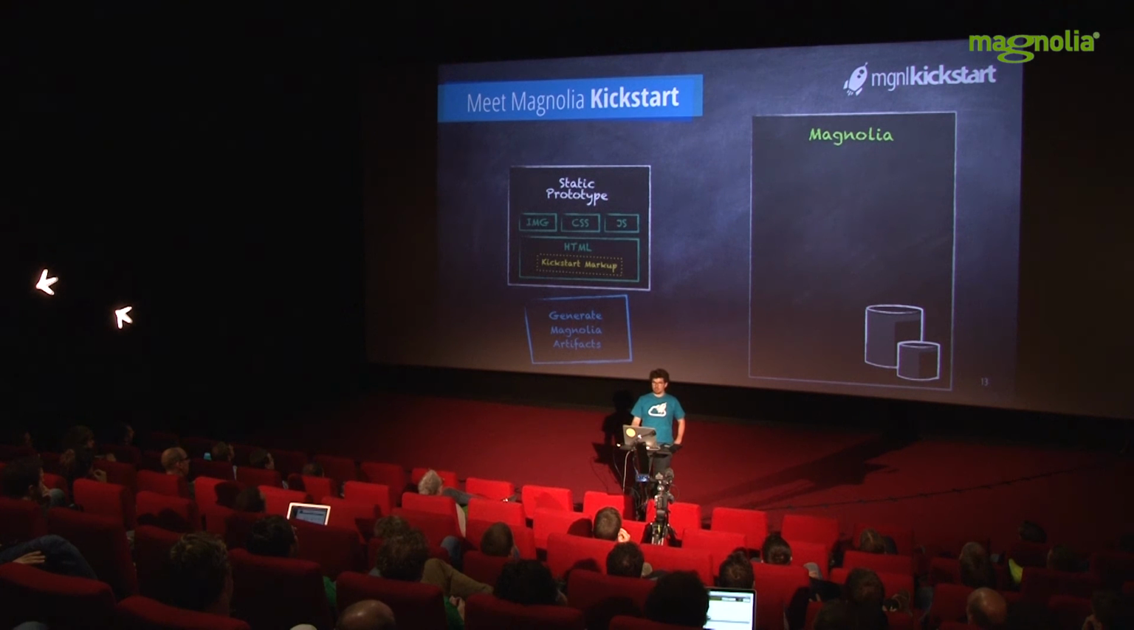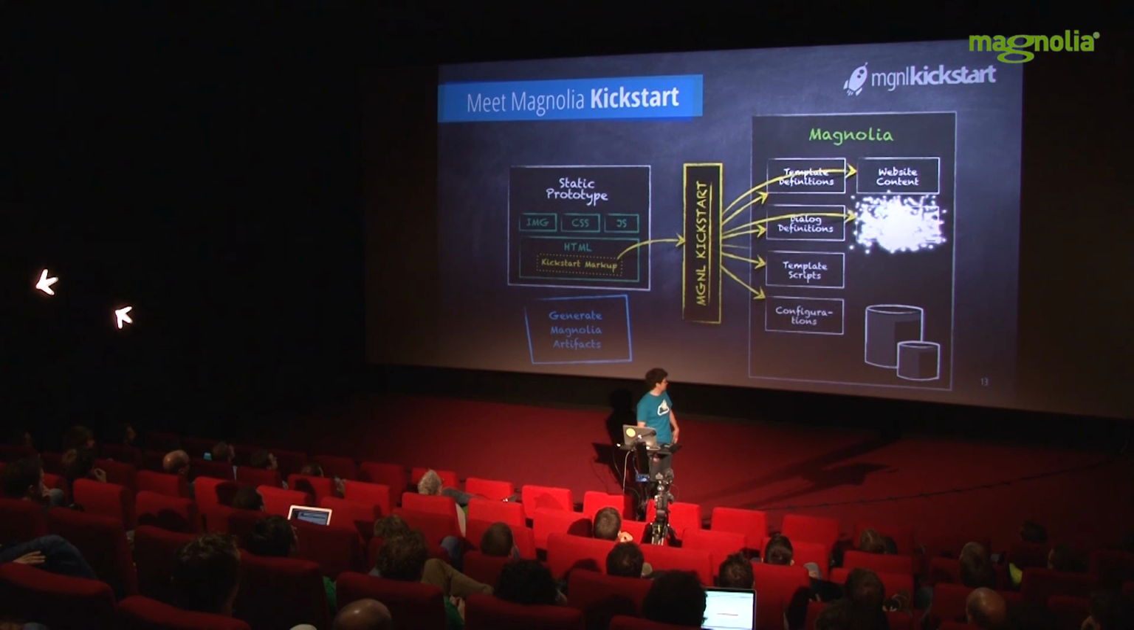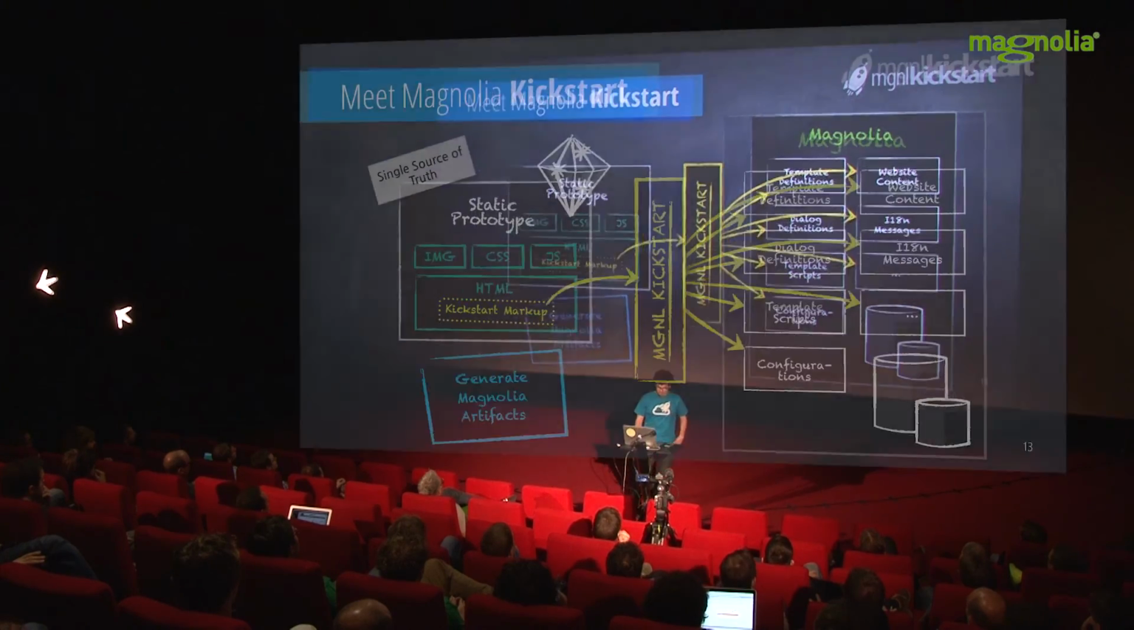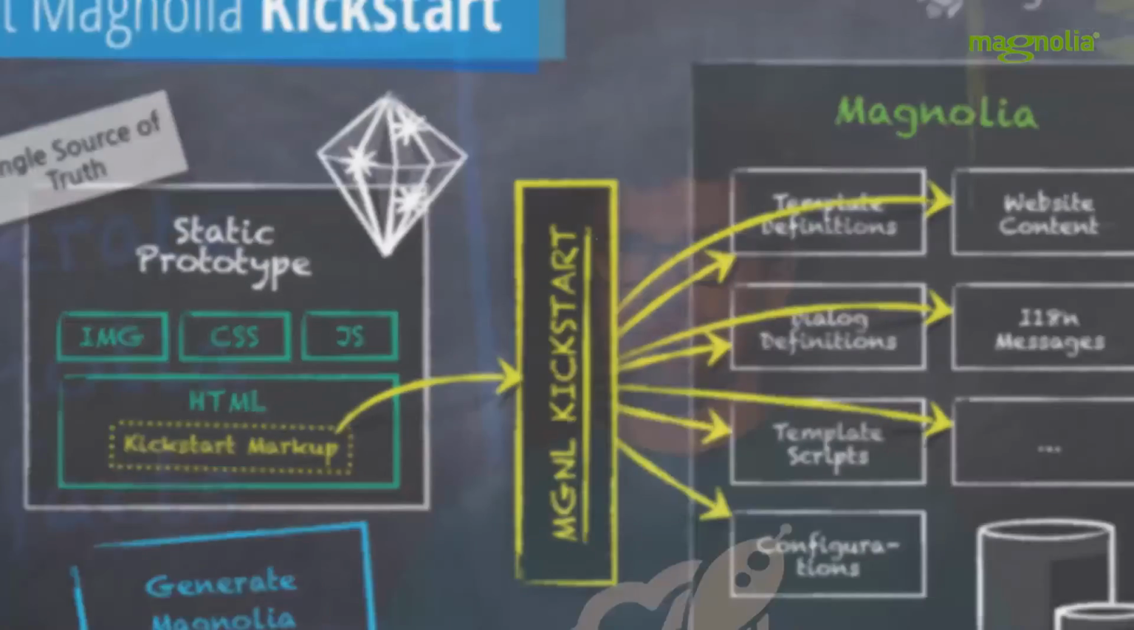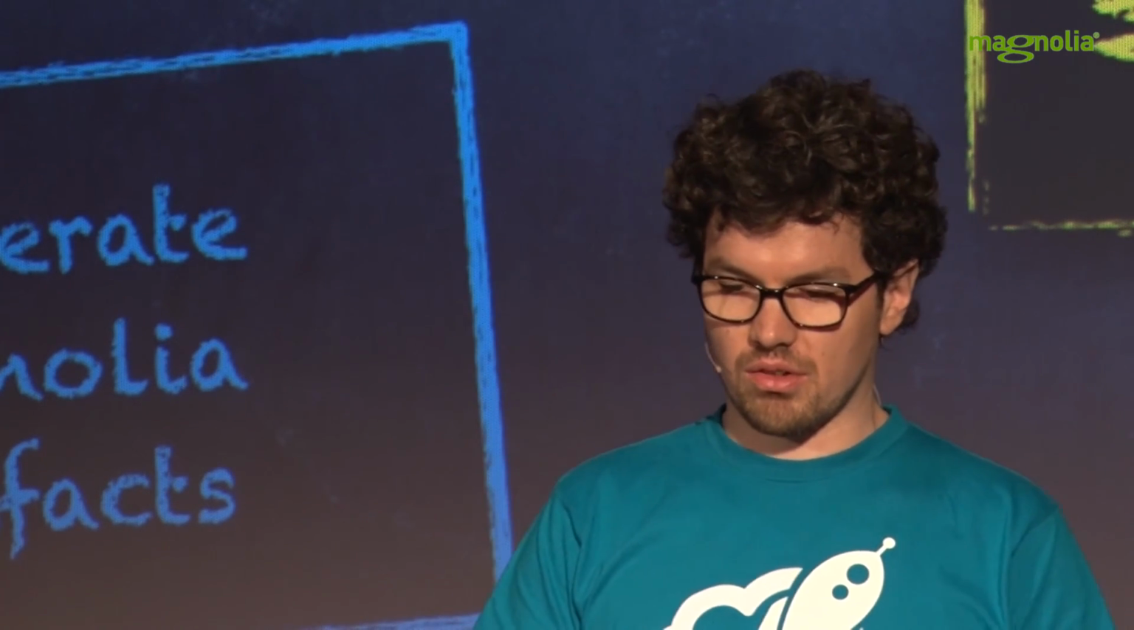In your HTML code, the idea is to embed Kickstart markup, and from this markup, magically, all the Magnolia artifacts are generated. That's the fundamental idea. So the static prototype will be the single source of truth, we call it, during your development. Everything you need for creating the template definitions is right in the static prototype. So you have only one source to maintain. There's no synchronization problem in here, at least not if you have basic projects, or at least as long as you can use Kickstart.